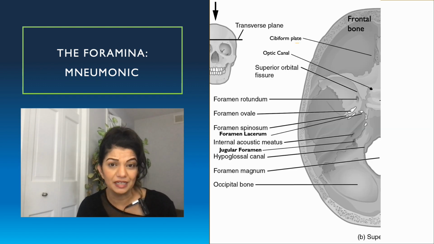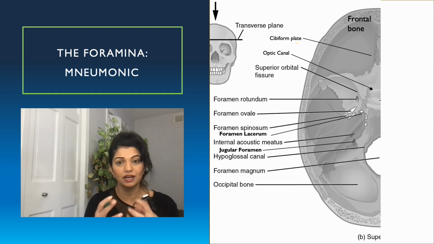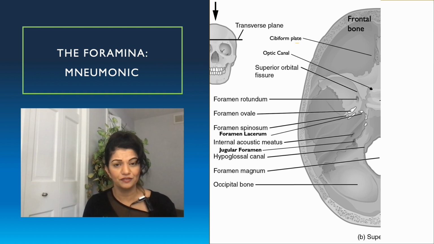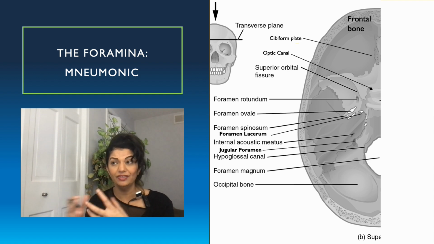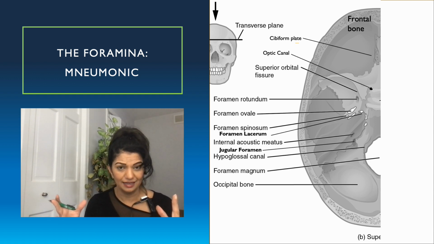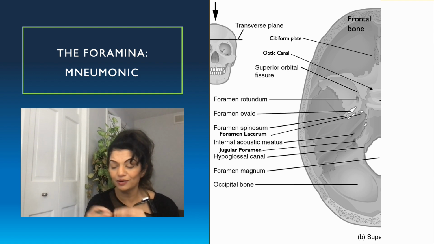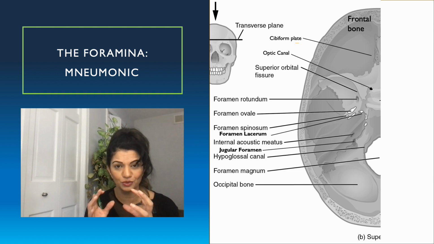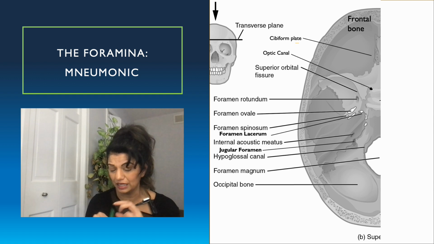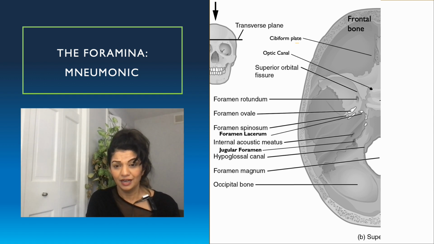Let's talk foramina. I did promise that we would sort of dive in a little bit better into foramina because foramen basically means holes in Latin, and there are tons of holes in the skeleton, right? And specifically in the skull. And so trying to sort of get them organized and sorted in your head can be a bit tricky. So here we have a mnemonic.